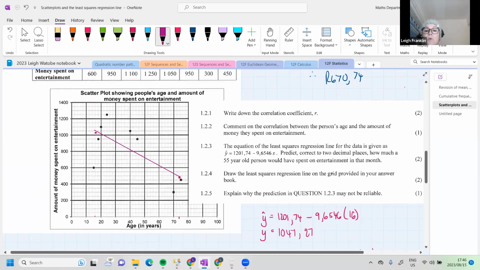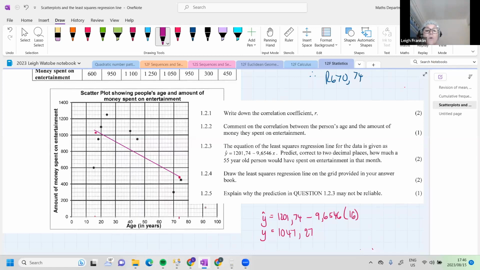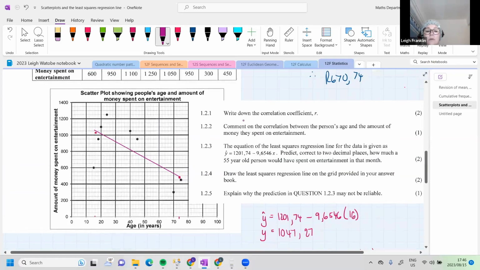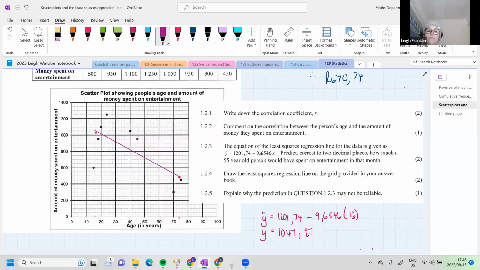Okay, so we've drawn the equation of the least squares regression line. We've answered question 1.2.4. Now in 1.2.5, explain why the prediction in question 1.2.3 may not be reliable. What's it down to? Why is it unreliable? It's got to do with our correlation coefficient. It's because of our weak to moderate correlation coefficient.